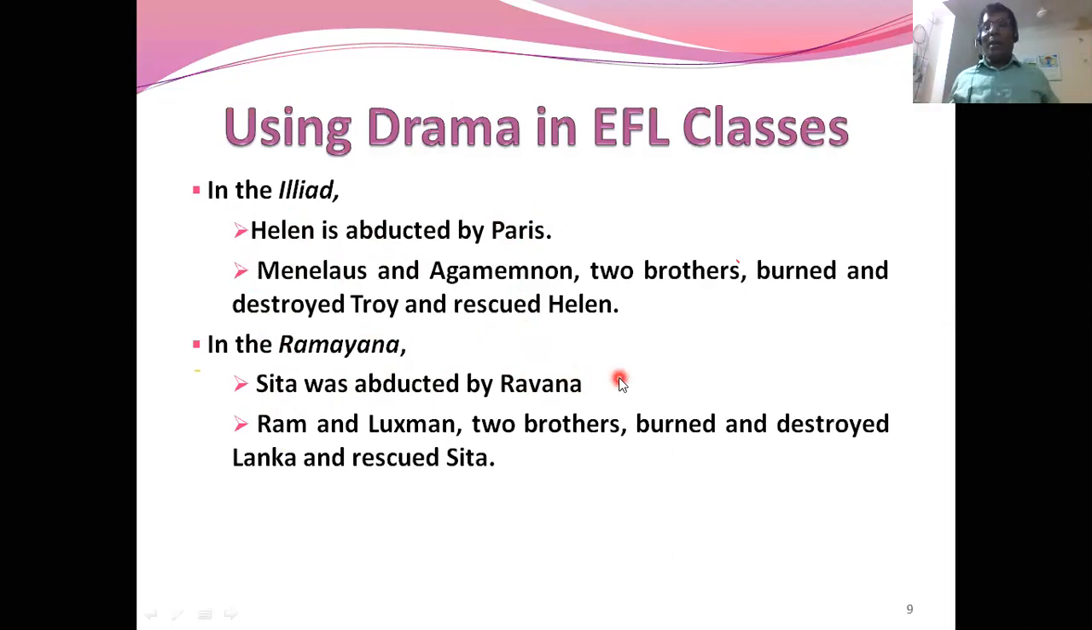It is becoming a different story. But the same thing is happening. Here Helen was abducted by Paris. Here Sita is abducted by Ravana. Here Menelaus and Agamemnon, two brothers, burned and destroyed Troy and rescued Helen. Here Ram and Lakshman, two brothers, burned and destroyed Lanka and rescued Sita.